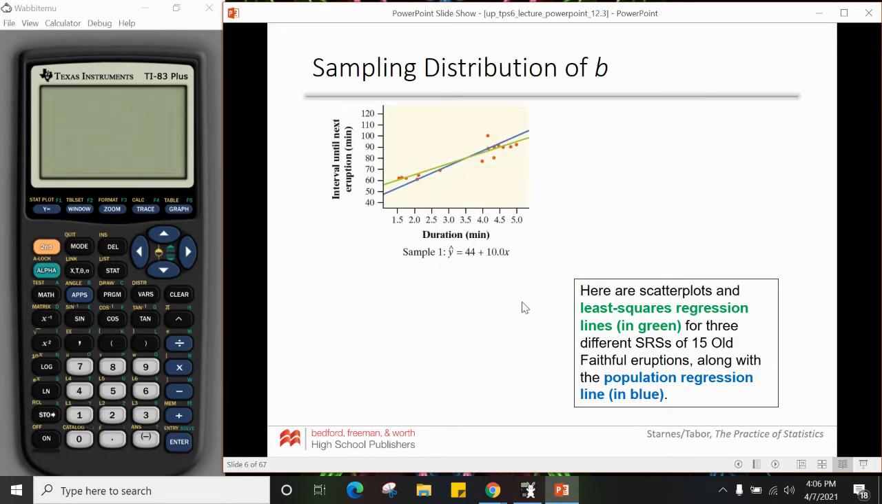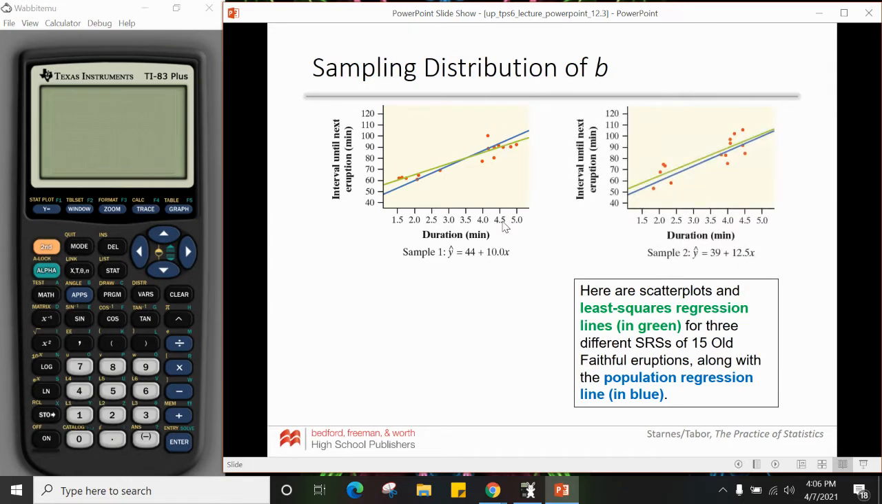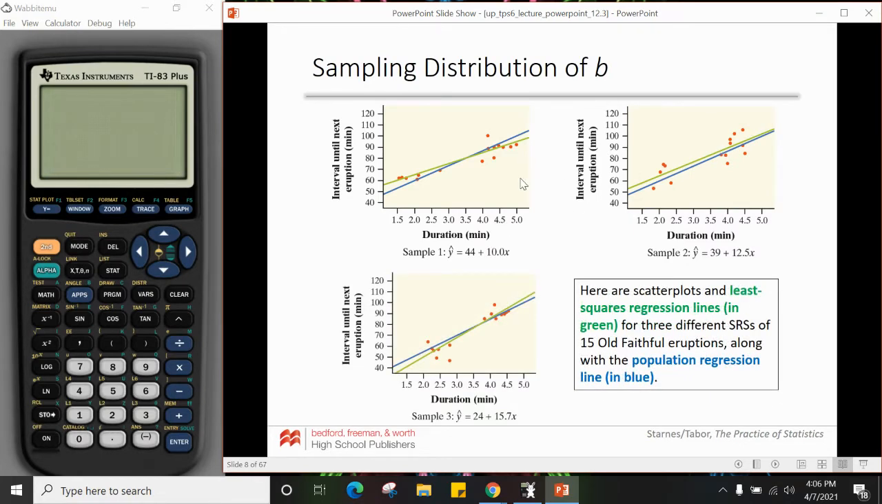So here is one sample. Again, we have that blue line in context for us, but green is the least squares regression line based on this sample of 15 data points. And we have two more. So each one of these is an individual sample of 15 data points. And then from there, you drew in the least squares regression line for those 15 points. And then the blue line is just there as a reference.